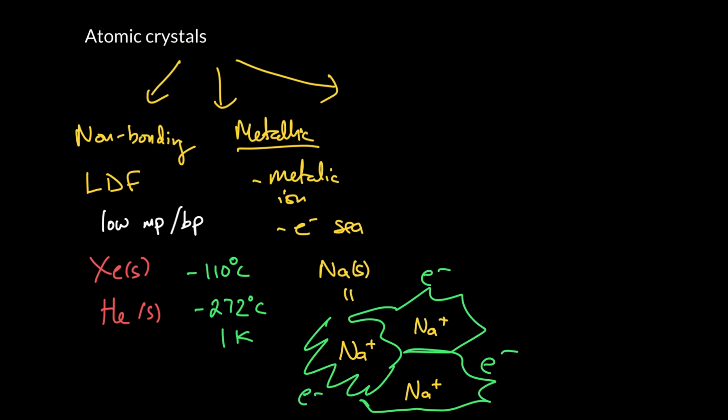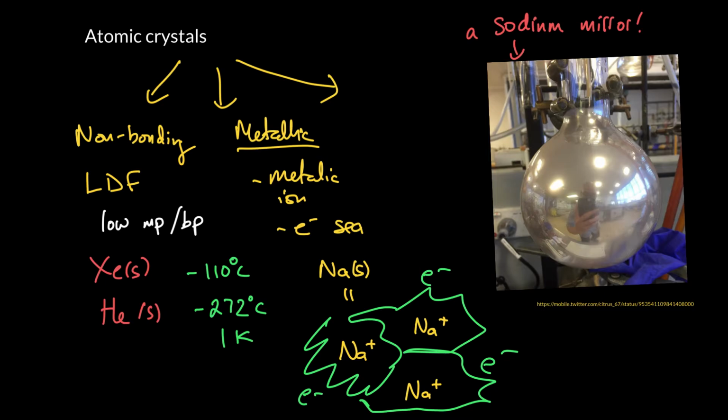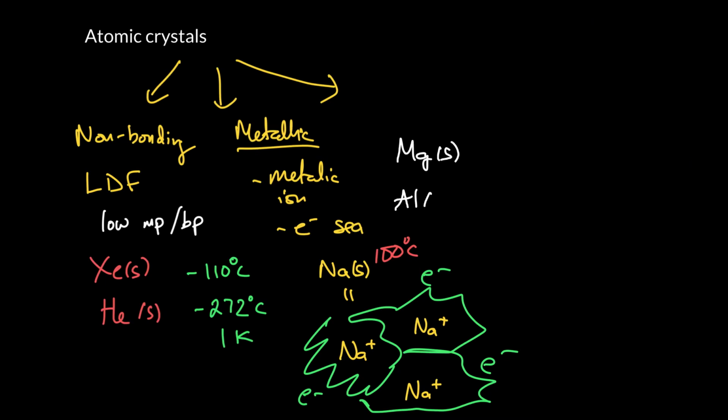And of course you can polish these and turn these into mirrors. This electron sea is what reflects the light back at you when you look at yourself in a mirror. Something like sodium is going to have a melting point of about 100 degrees C, which is not bad at all for a metal. Whereas if you go to magnesium or aluminum, you're going to see a much larger melting point: magnesium's about 650 degrees C, and aluminum's about 660 degrees C. Certainly the strength of this metallic bond seems to be proportional to the number of valence electrons. So the more electrons you have in the electron sea, the more tightly held these kernels are together, and the harder it is to melt these crystals.